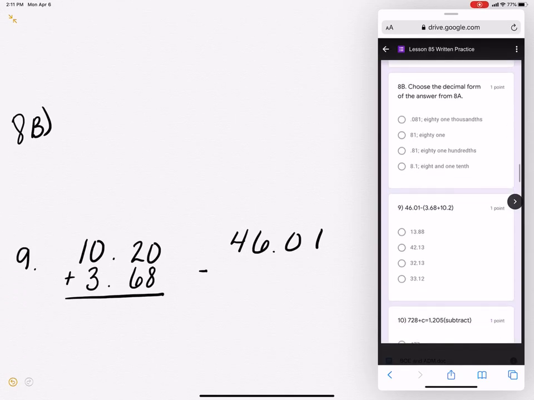8B. Choose the decimal form of 81 thousandths. 81 thousandths. Make sure you remember your decimal place value. This is tenths, hundredths, thousandths. This is 81 thousandths.